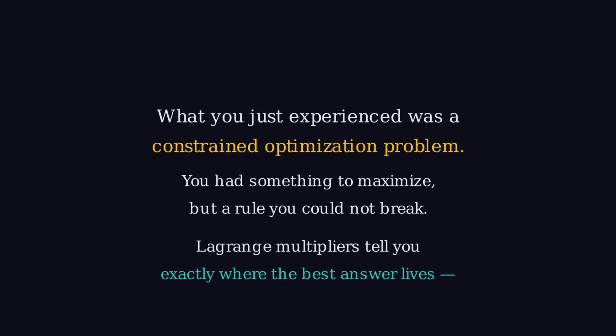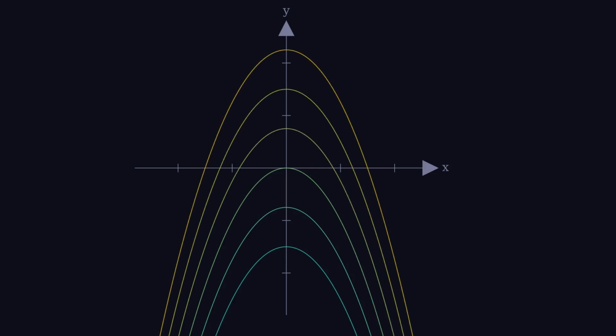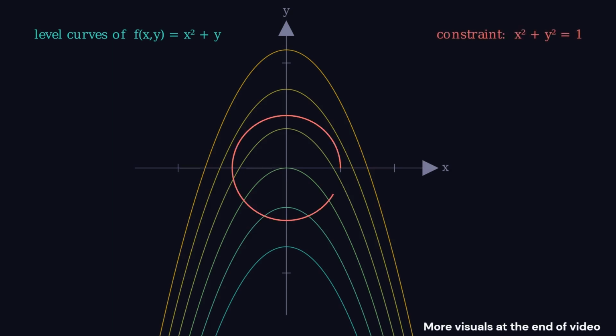Lagrange multipliers are the mathematical tool that tells you exactly where the best answer lives, and more importantly, why it has to live there. Think of a function f of x and y as a landscape. Normally, you climb uphill to the highest point. Now let's add a constraint. You can only move along a curve g of x and y equals 0. The global peak might be off limits. So what's the best point you can reach in this case?